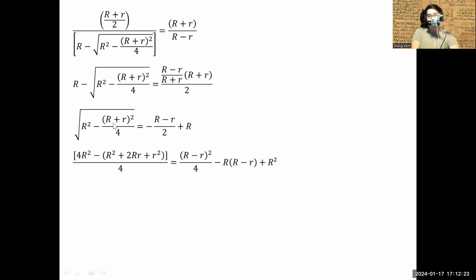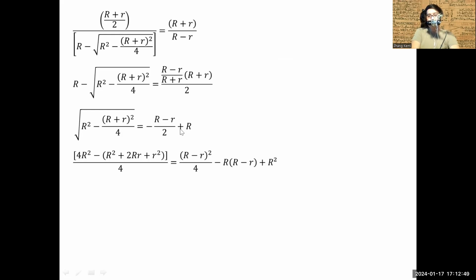So basically you have, in this case, capital letter R square plus 2 times capital letter R times small letter r plus small letter r square over here. And by combining the fraction, you have 4 capital letter R square over here, minus this whole binomial over the denominator, which is 4. Squaring the third takes away the square root sign.